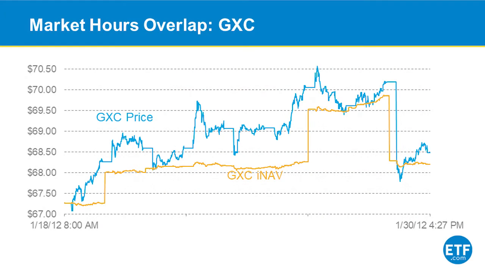This is the Spider S&P China ETF, GXC. You'll note here that in January 2012, it looks like GXC's ENAV is way different than the price people are trading the actual ETF at. And it jumps wildly sort of at the end of the day. So what's going on here?